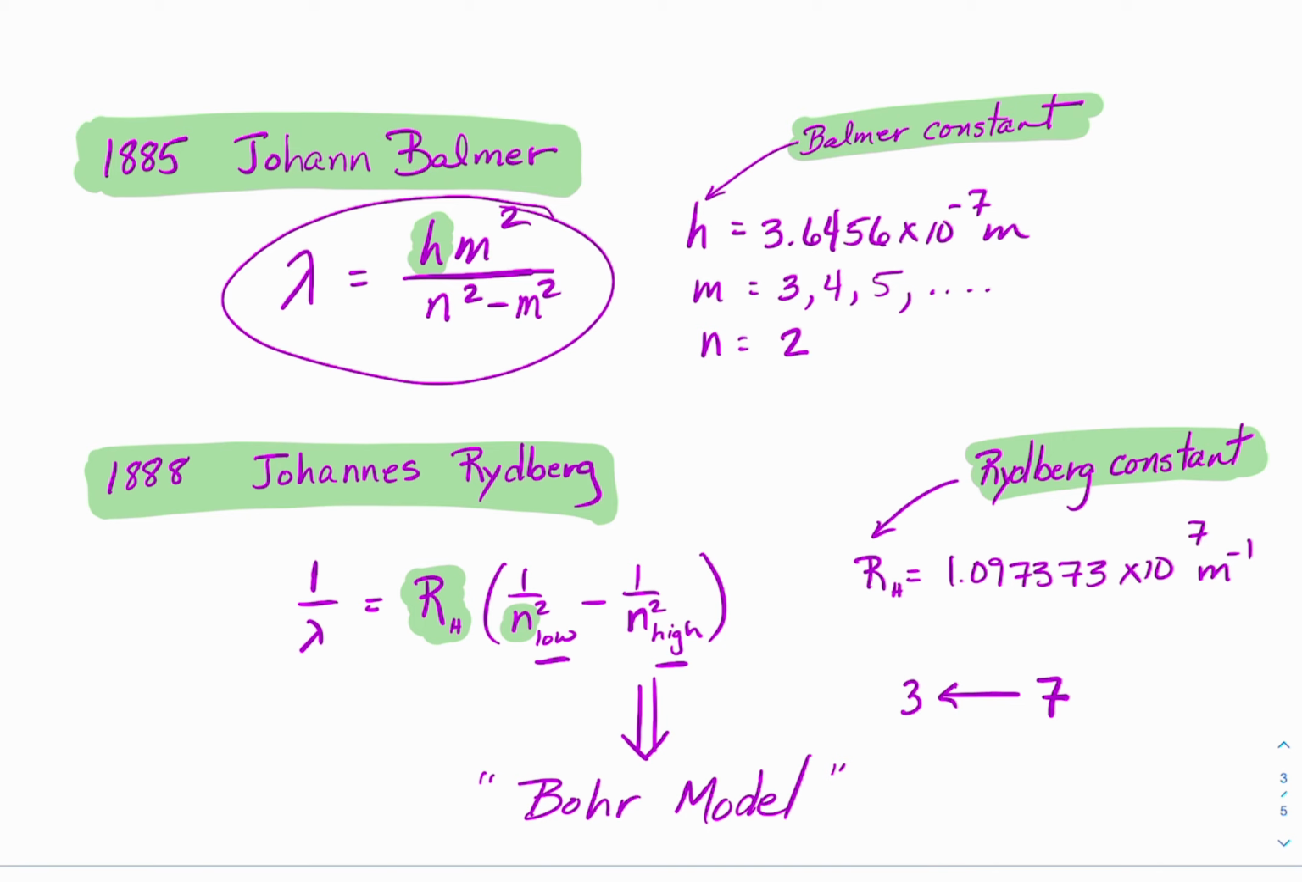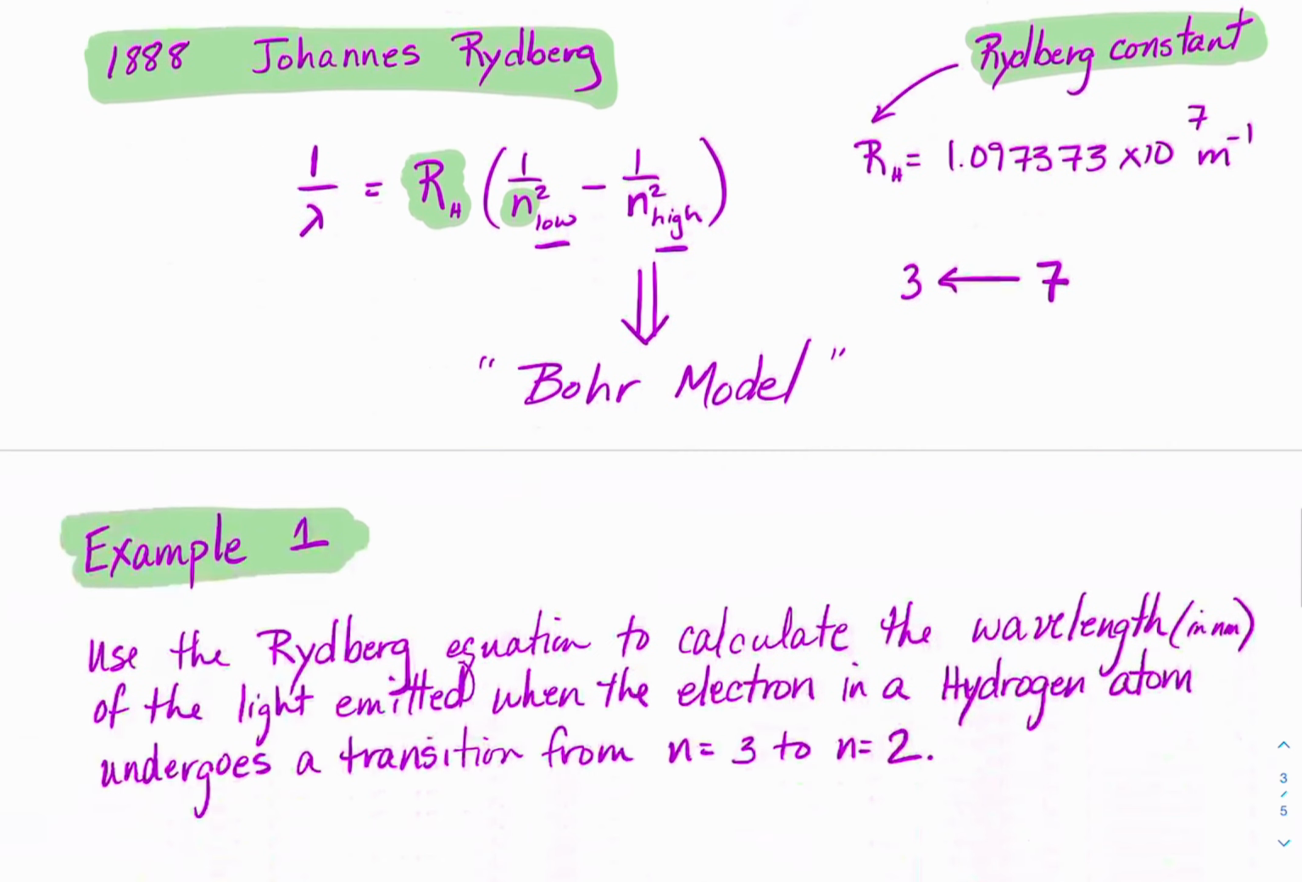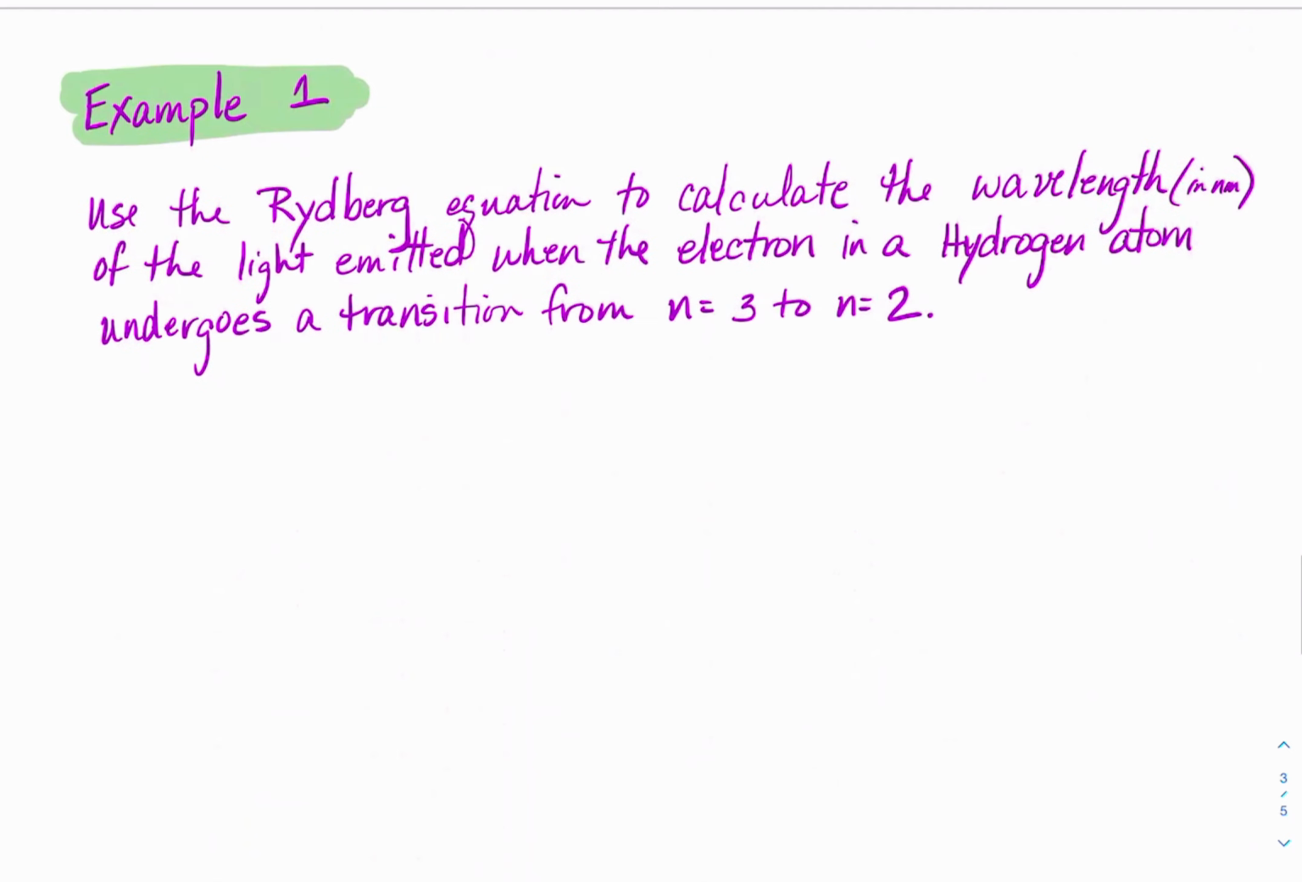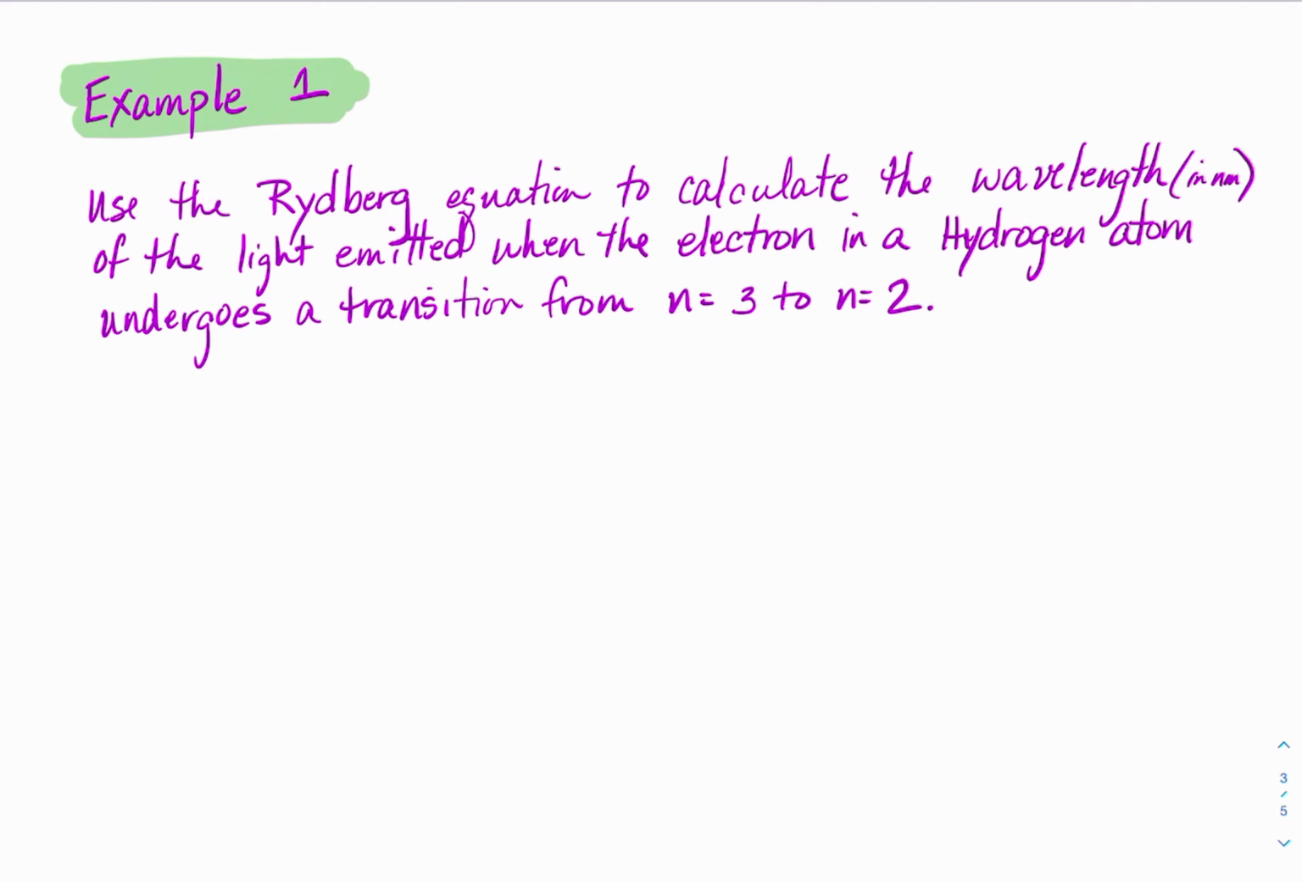When we move into our next video, I'm going to talk about the Bohr model in more specific detail and how the line spectra and the Bohr model and Max Planck with the quantized model all fit together. But before we do that, I want us to try one particular problem of how to use Rydberg's equation to calculate a wavelength of emission. So let's try this example.